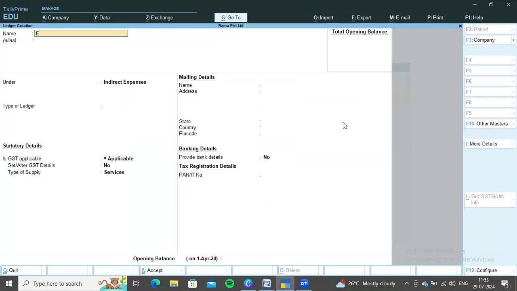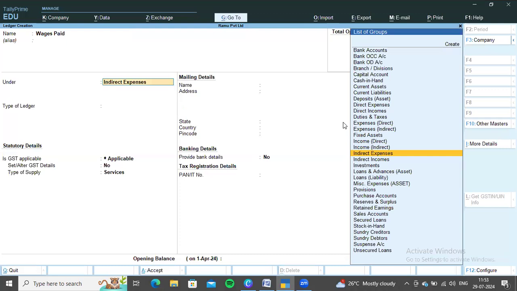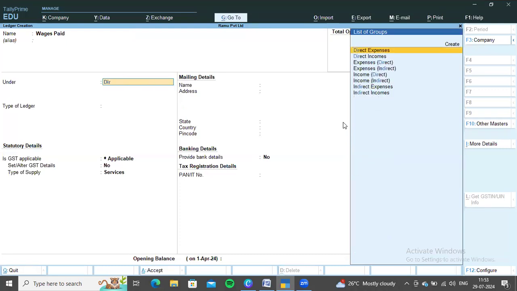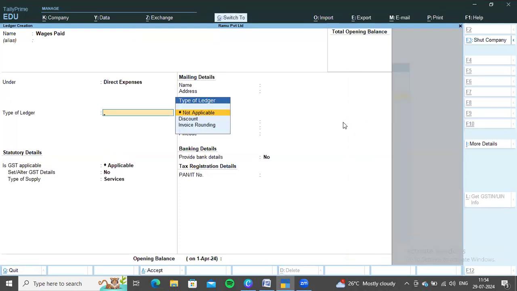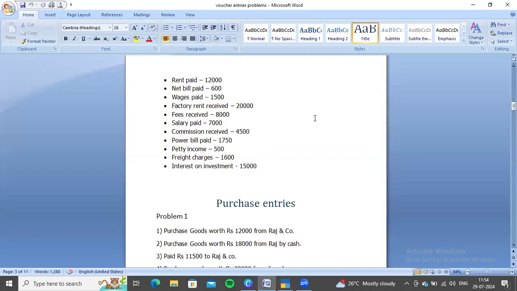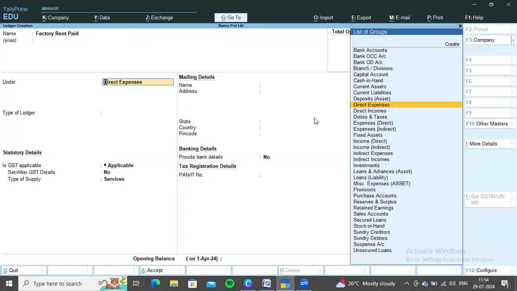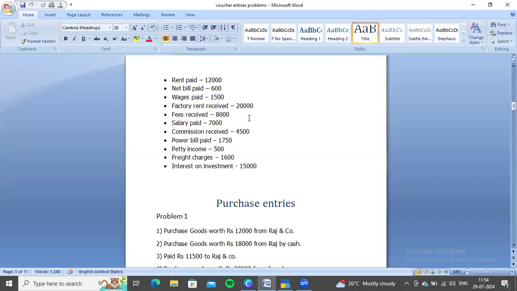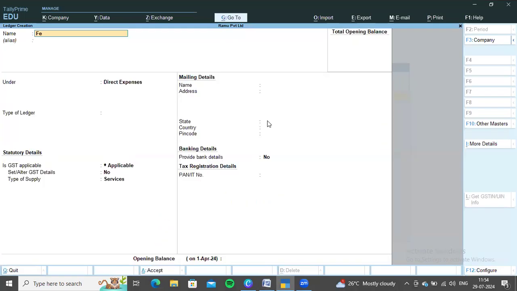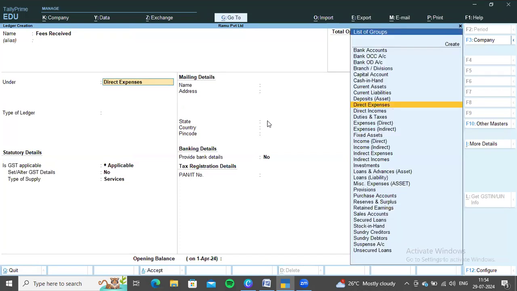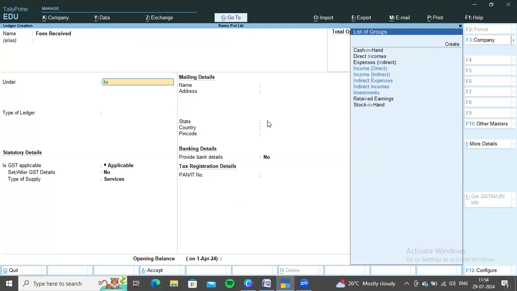Wages paid. It is a factory expense, so it comes under direct expenses. Next, factory rent paid. It also comes under direct expenses. Fees received. It is a profit and loss item and it is a receipt, so indirect income.